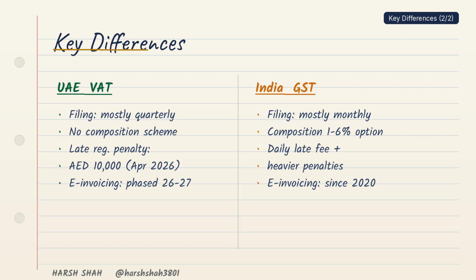Fifth, the composition scheme. India offers small businesses a simplified scheme, with a flat 1 to 6% on turnover without input credit. The UAE has no such scheme. Sixth, penalties. The UAE revised its framework in April 2026 with a fixed 10,000 dirham penalty for late registration. India charges a daily late fee and heavier penalties for wrong invoicing.